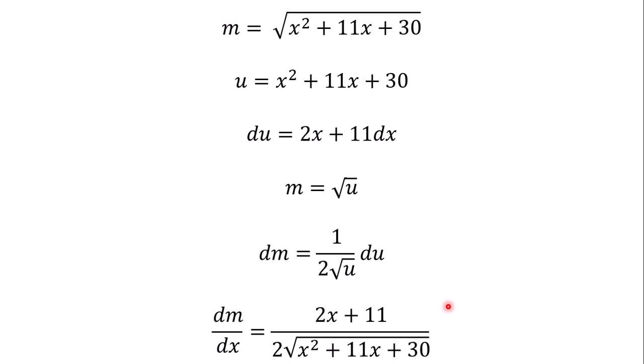So the answer for the square root of x squared plus 11x plus 30 is dm over dx. When you differentiate that one, this is what we are going to get. Now this is our answer, but we are not going to rationalize in this case.